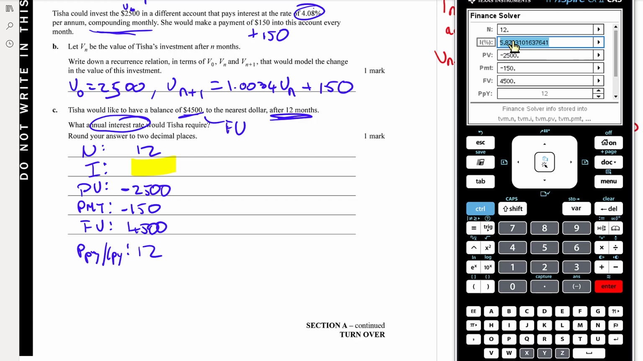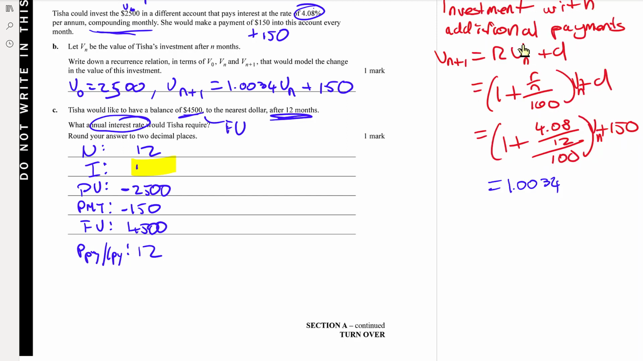And we get a value of 5.87, and it's asking for 2 decimal places. So I'm going to put 5.87. So your R is equal to 5.87%. Okay, that is question 7 done.